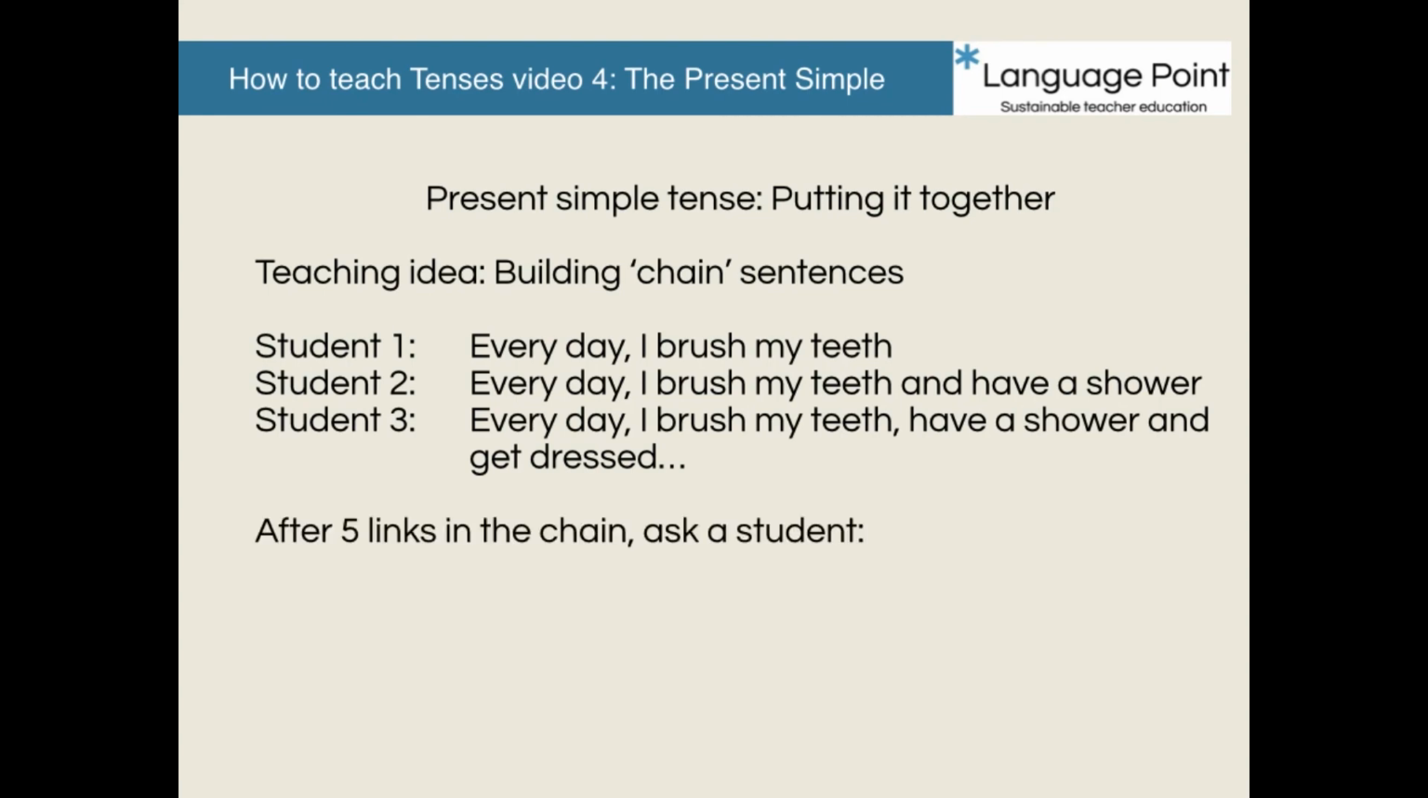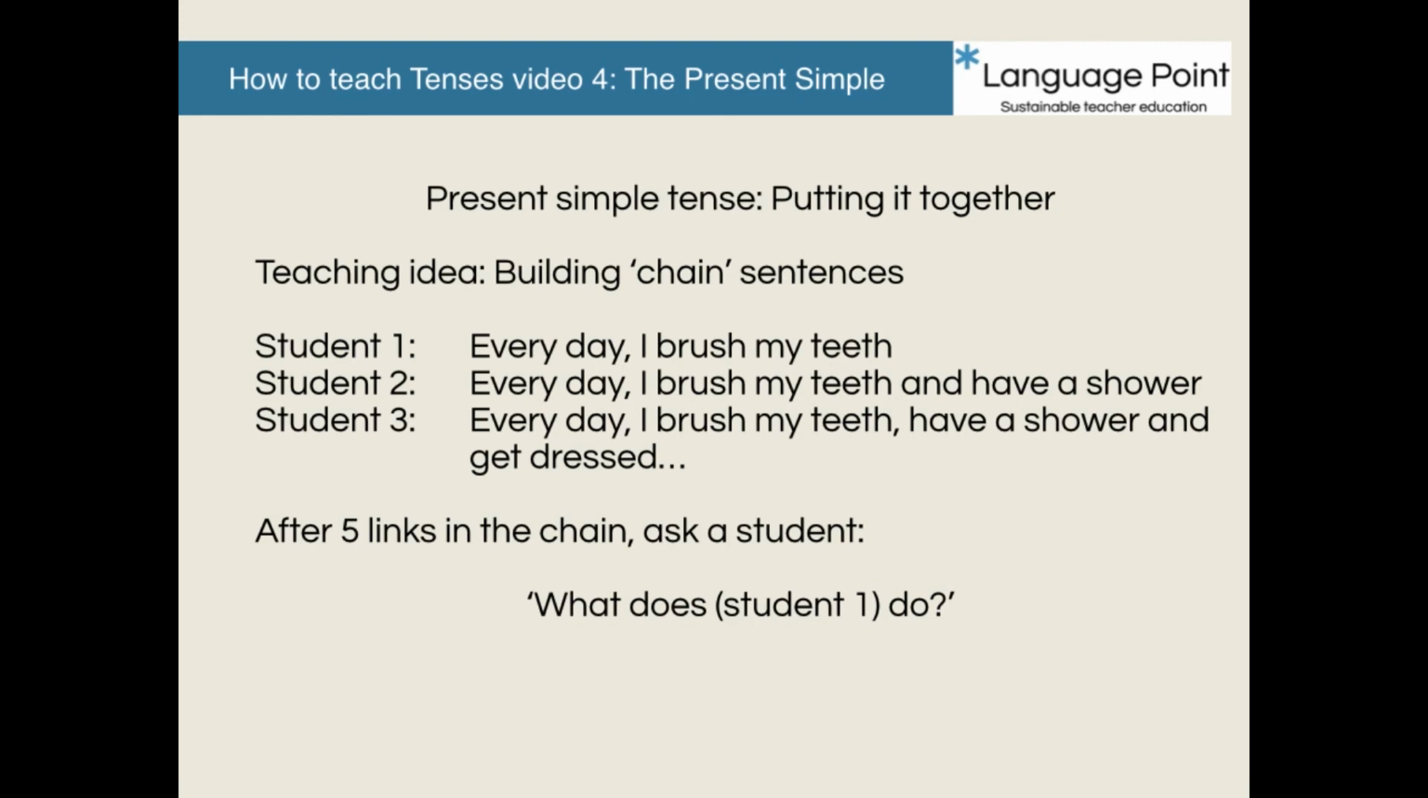And then after you do this 5 times, ask a student about what another student did. So we refer back to student 3, say, and we say, okay, so what does student 1 do every day? Now the answer to that question has to change the person, so it has to be he or she, and therefore the S has to go on the end of the verb.